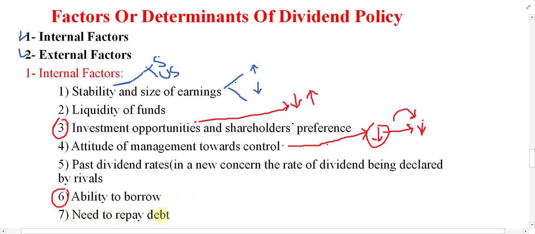Next one is need to repay debt. If the company needs to repay the loan, in that case, they may not distribute the profit. If there is no repayment of loan, no repayment of, we can say, debt, in that case, the company may decide to pay a profit or distribute the profit among the shareholders.